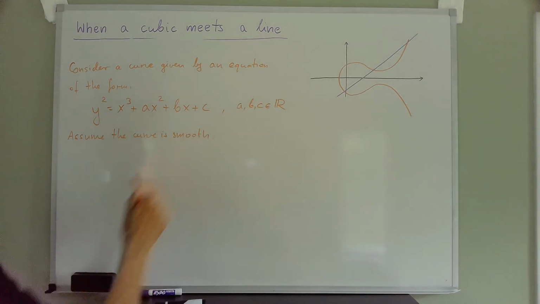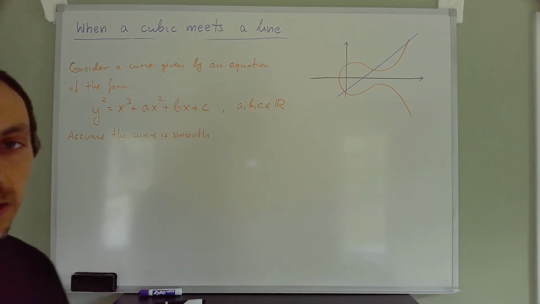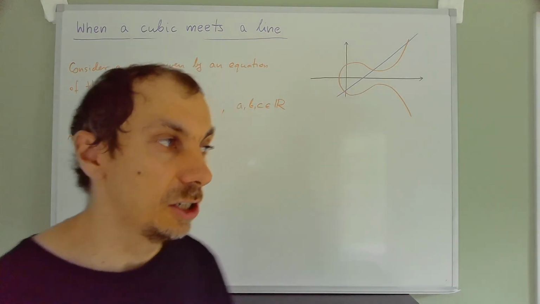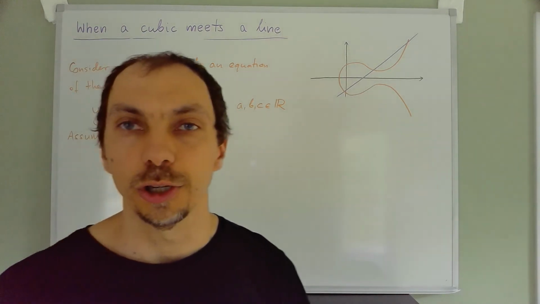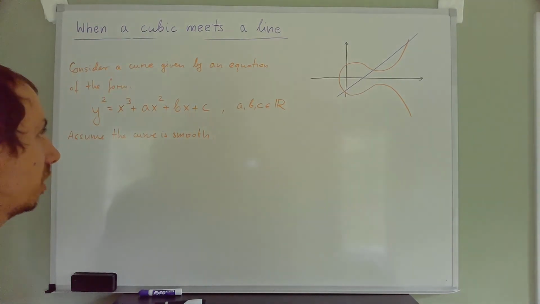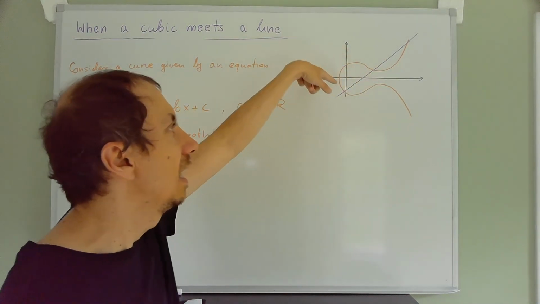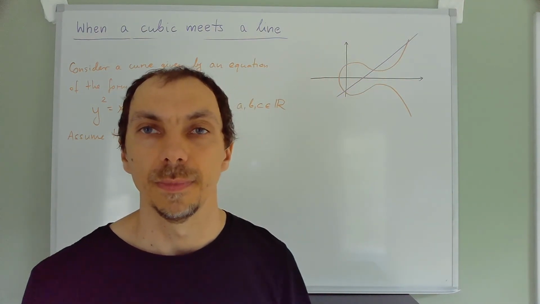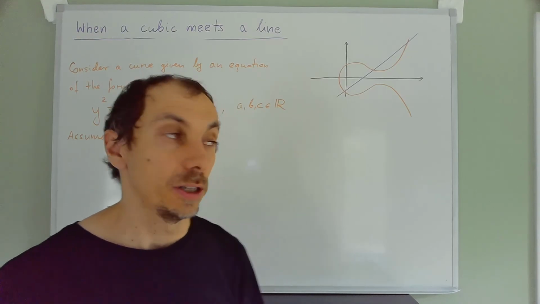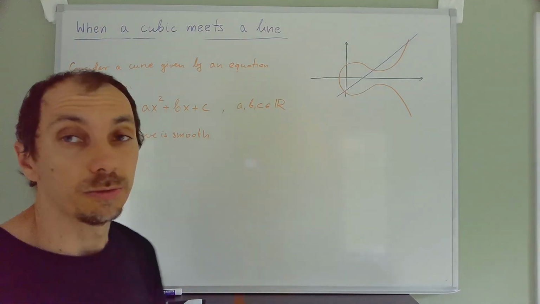The coefficients will be real, and what do I mean by smoothness? Well, essentially that means that this thing has partial derivatives. So it doesn't have any sharp corners. Okay? So in the next part, we'll see what happens when we cross that with a line.